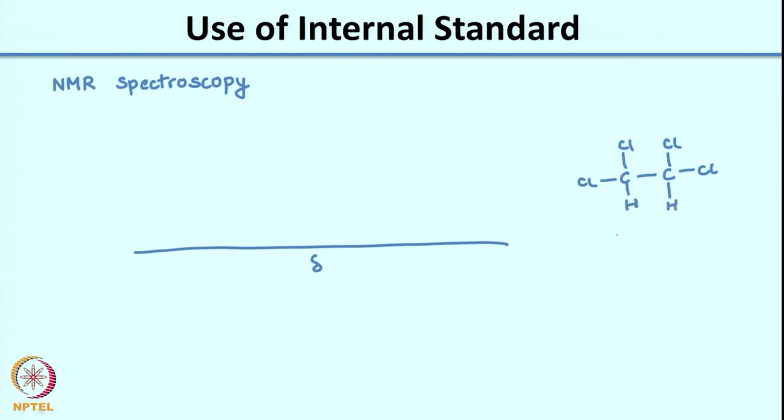So this is 1,1,2,2-tetrachloroethane. I will call this TCE. Alright. So suppose you use an internal standard, let us say this is 0 and this is somewhere around 7, and let us say you have added a known amount, 2 milligrams. So you can figure out how many millimoles that corresponds to. So if this is the peak of your internal standard, let us say it will come around 6.